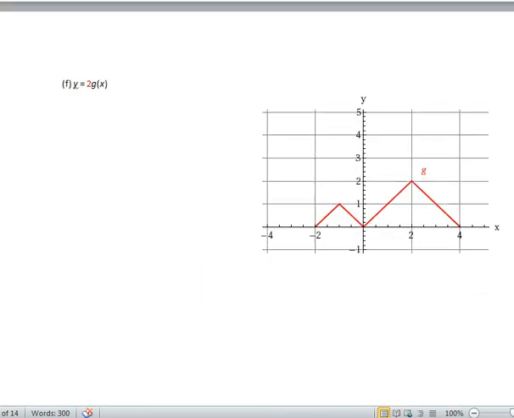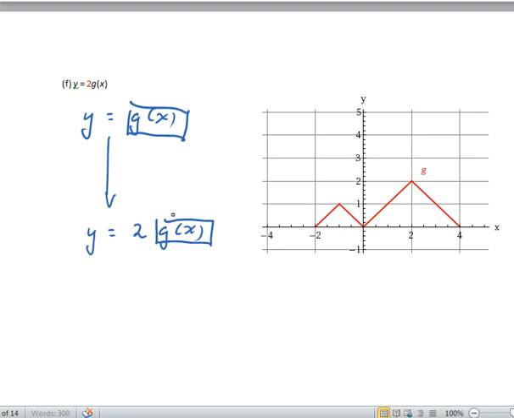We have one last one, and this is y equals 2 times g of x, which says each of the y values is being multiplied by 2. The g of x is intact in both. So what's going to happen is we're going to stretch the curve vertically by a factor of 2.